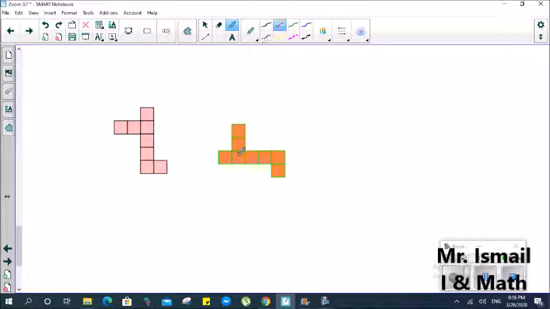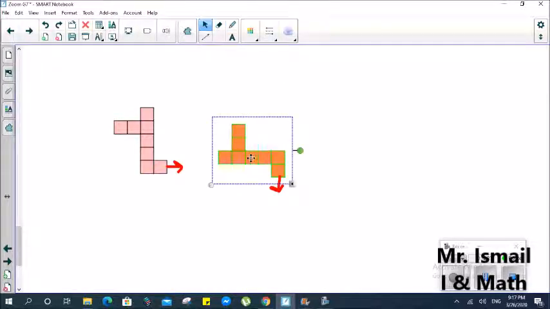I will draw. Let's choose this one. You see this one, and this one is here. Because this part is the same as this part, the two arrows are not opposite. I have to do rotation.